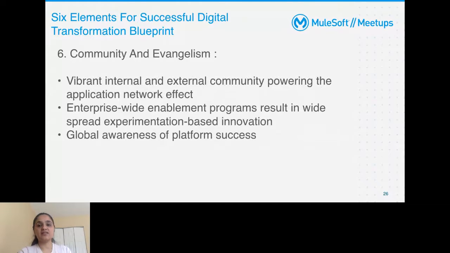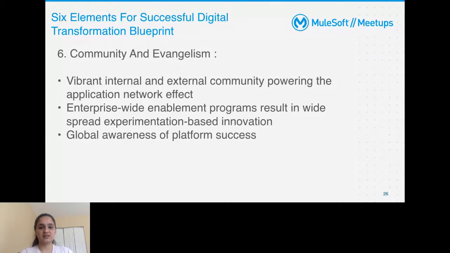Community and evangelism. For a successful digital transformation, community is very important. It should be vibrant, internal and external, a community that empowers the application network effect.